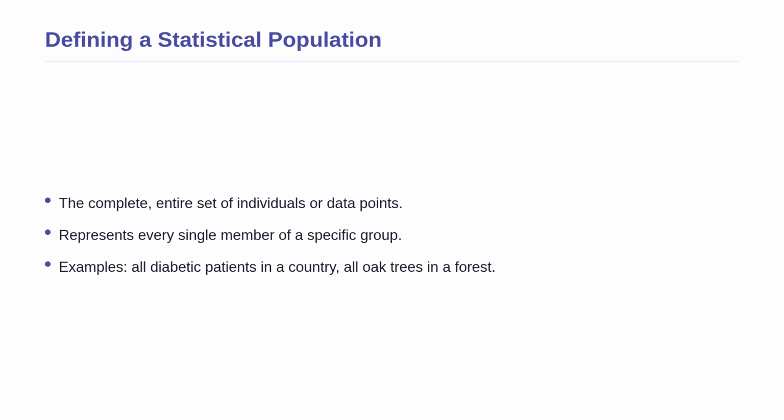Building on our soup analogy, the entire pot of soup represents what we call the statistical population. In biostatistics, a statistical population is the complete, entire set of individuals, items, or data points that we want to study and draw conclusions about. It represents every single member of a specific group. For instance, this could be all the diabetic patients in a country, or all the oak trees in a specific forest. However, as you might guess, measuring every single member of such a massive group is usually impossible. This brings us to our next crucial concept.